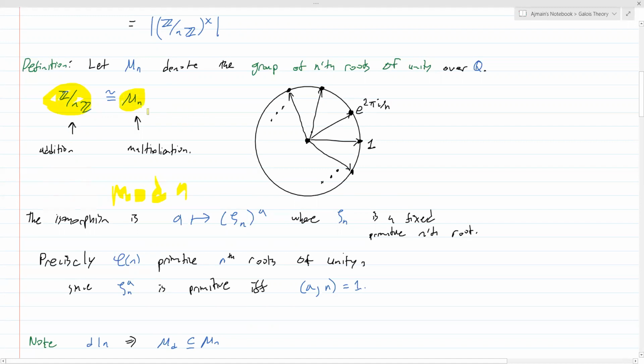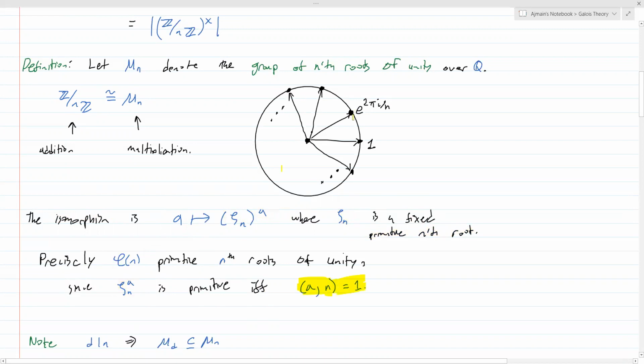And then here, you're just taking the nth roots of unity. These are the numbers going around the circle, considered as a group under multiplication. So these are isomorphic, and the isomorphism is given by taking an integer a and mapping it to zeta n to the a, where zeta n is a fixed primitive nth root of unity. There are precisely phi of n primitive nth roots of unity, since zeta n to the a is primitive if and only if a and n are relatively prime.